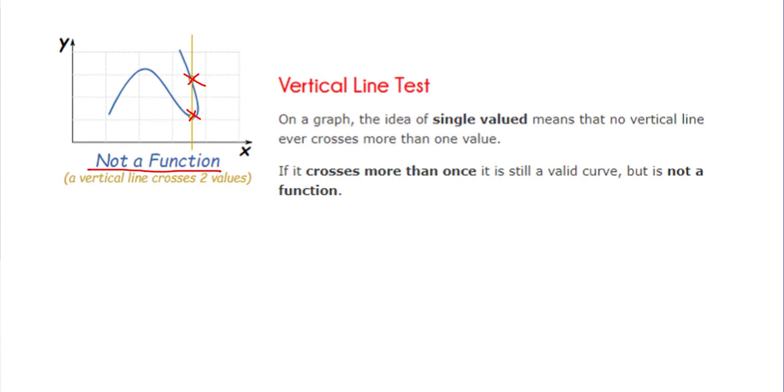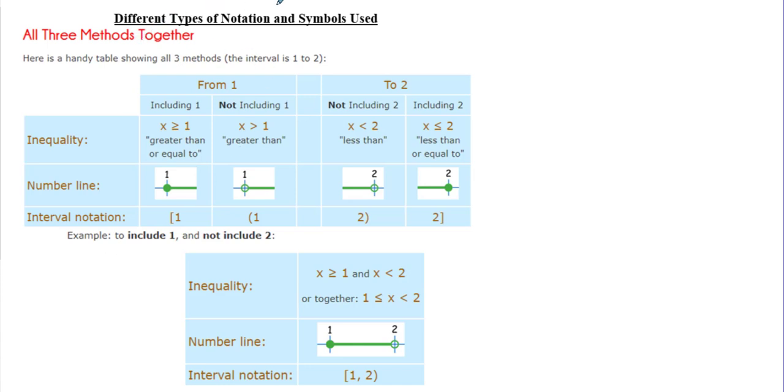Alright, we also have different types of notation and symbols used. Here we have inequality notation, we have a number line, and we have interval notation. We are going to be using the example of the interval from 1 to 2. We have seen inequalities and number lines, and I've talked to you guys a little bit about interval notation before. This is actually my favorite to use. It seems a lot quicker to write and looks a lot cleaner in my opinion.